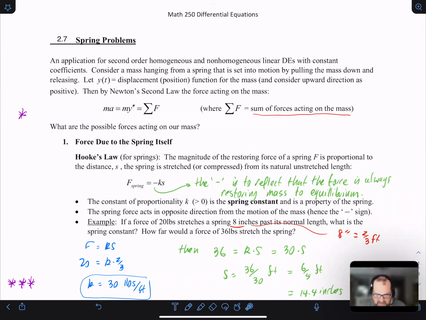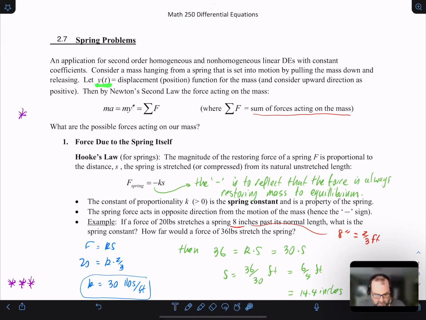Basically, we are looking at the situation where we have a mass hanging from a spring, and it is set into motion by either pulling down on the mass and letting go, or pushing up on the mass and letting go, or we can even pull it down and give it a bit of a bump, give it an initial velocity, and so on. And then the goal is to model the motion of the mass after this. So that is what we're looking at here.